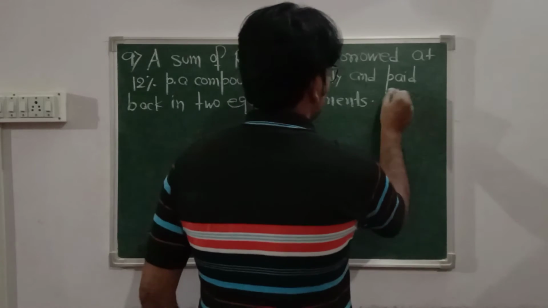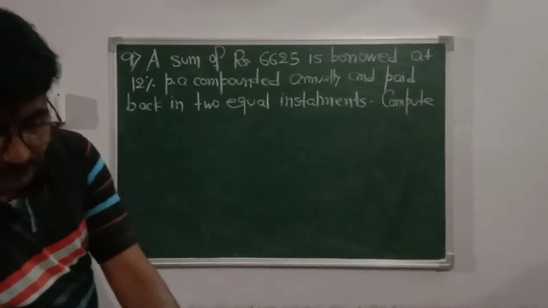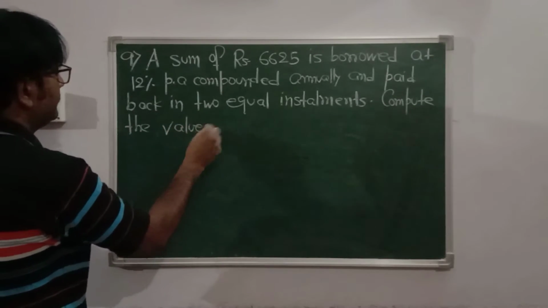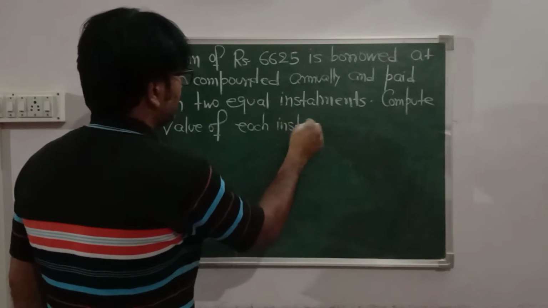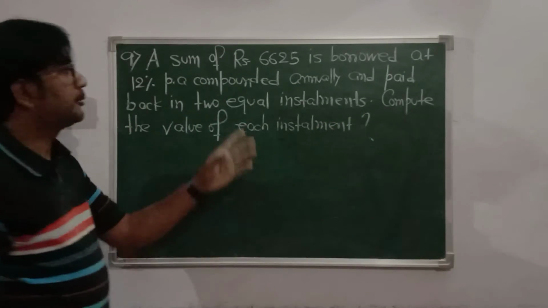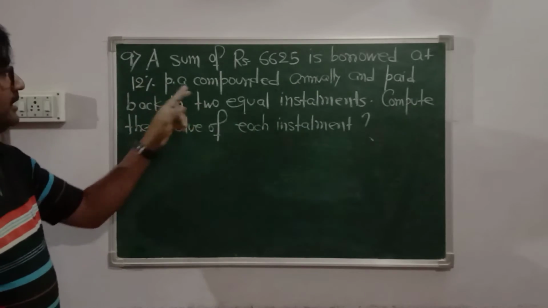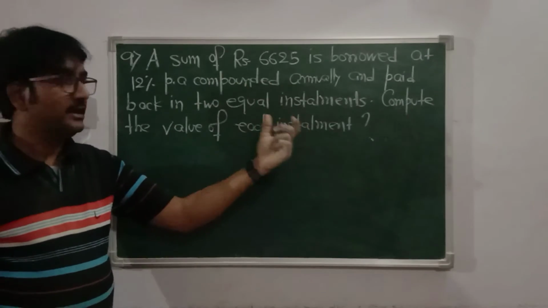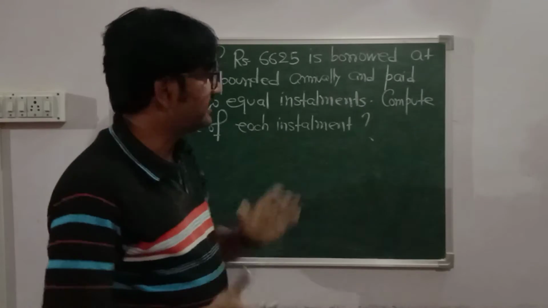Compute the value of each installment. So here a sum of rupees 6625 is borrowed at 12% per annum, compounded annually, and paid back in 2 equal installments. So you have to find each installment that he has paid.